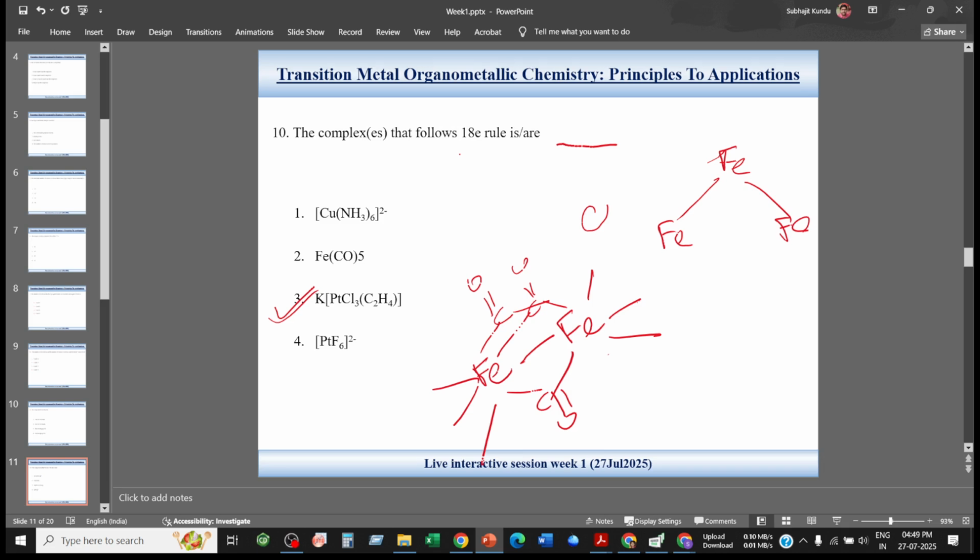Also, when we discuss nickel carbonyl or other metal carbonyls, let's say nickel carbonyl has four carbonyl groups. If we remove one carbonyl group and put in another ligand, that will be Ni(CO)3L. When we remove another carbonyl group and put in another ligand, that will be Ni(CO)2L2.